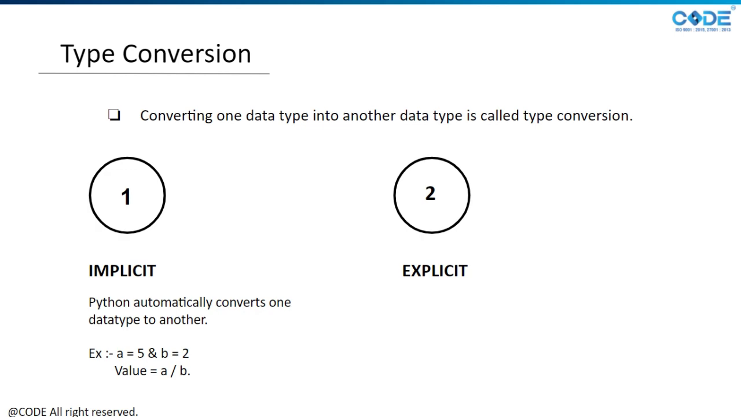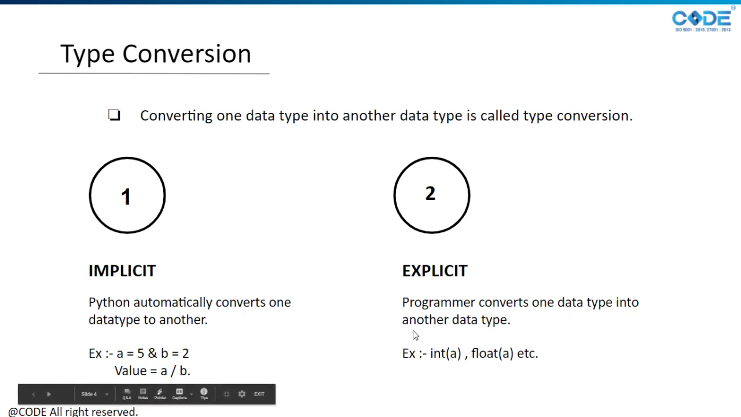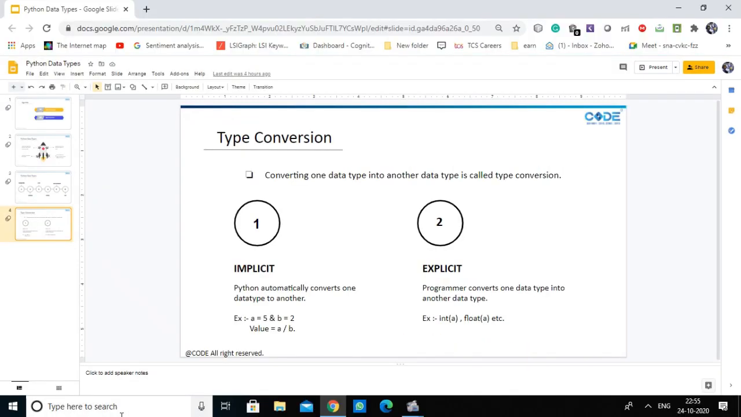The next type is explicit. What does explicit do? In this, a programmer has to convert one data type to another by using some predefined functions. There are functions to convert int to float, float to int, and one data type to another data type. Now let's move on to some practicals.